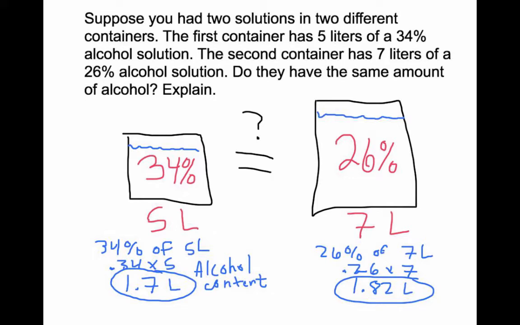So the original question that we had was, are they equal? Do they have the same alcohol content? Looking at this, on the left-hand side, which is 34%, we got 1.7. On the right-hand side, this has 1.82. These are not equal. Now, why are we taking the time to look at this? This is not a mixture problem.